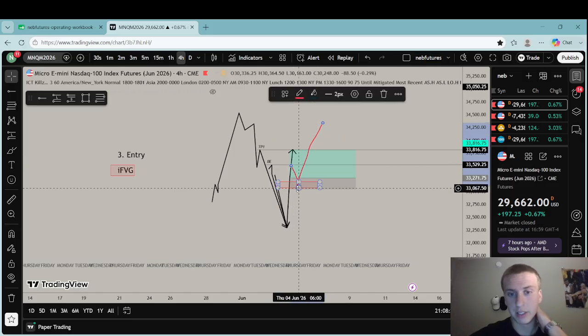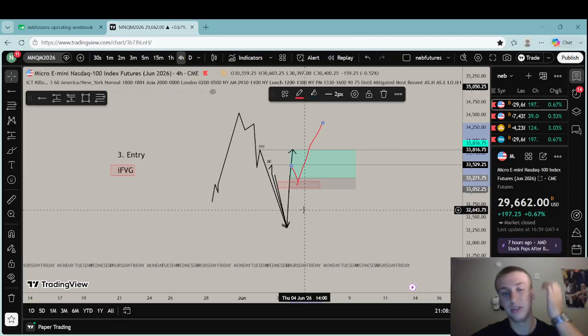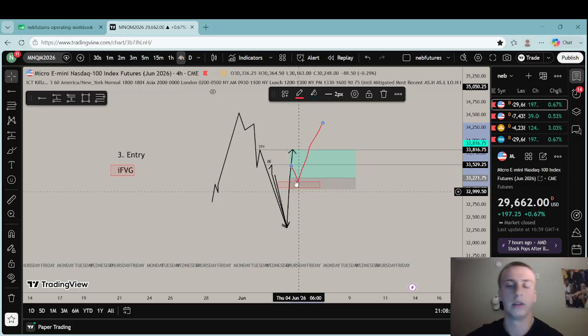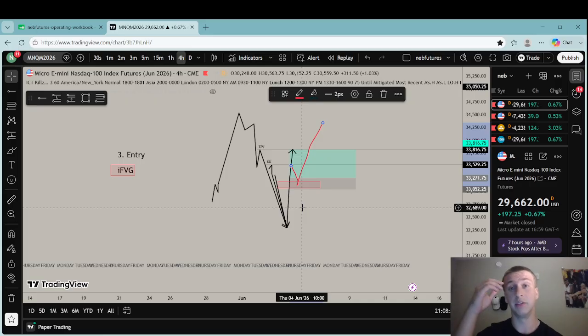We could see a retracement into the gap, generally like 50% of the gap. I think it's called consequent encroachment, maybe. Or that's something completely different. I genuinely don't know what consequent encroachment is. That's another thing. If you don't use a certain PD array, you don't need to know what it is. You don't need to know every single PD array.